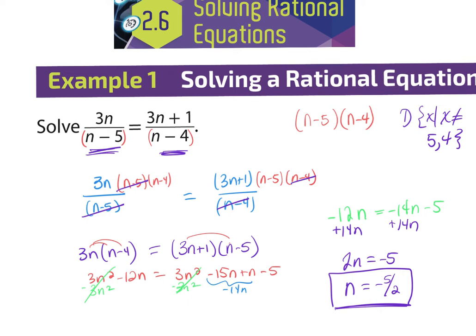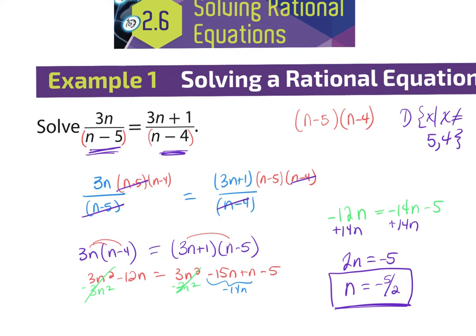If I were, however, to get negative 5 halves and 4 as possible answers, I would have to exclude 4 and say, no, 4 cannot be an answer. 4 would cause a problem in my original, okay? So when you do these rational solvings, you need to compare your answer to your exclusions. What would be excluded? If it's one of my exclusions, it is not a valid answer. It's extraneous, basically, is what it turns out to be.